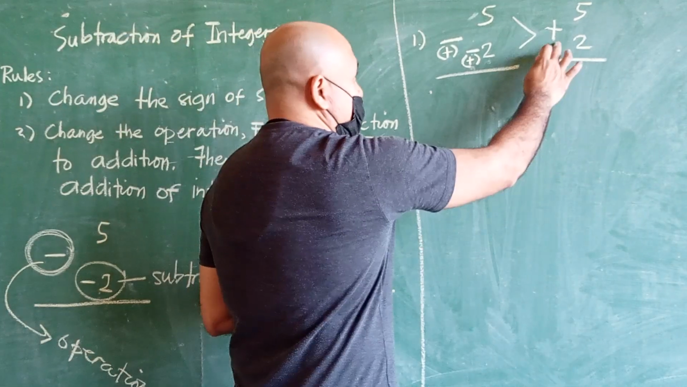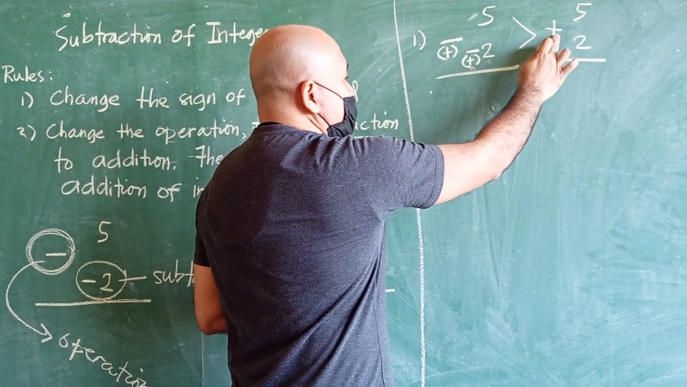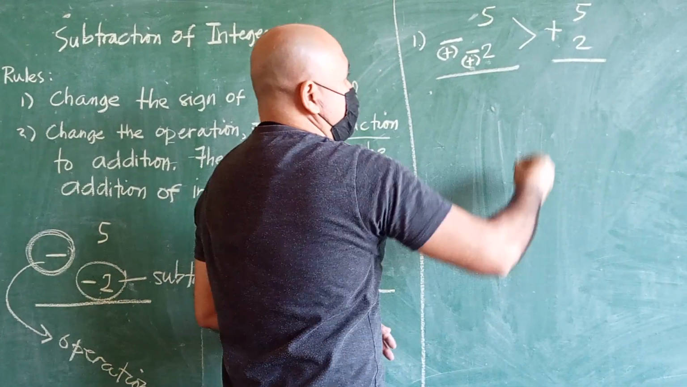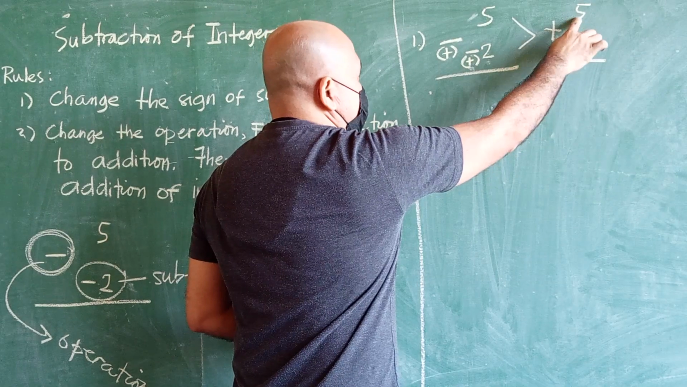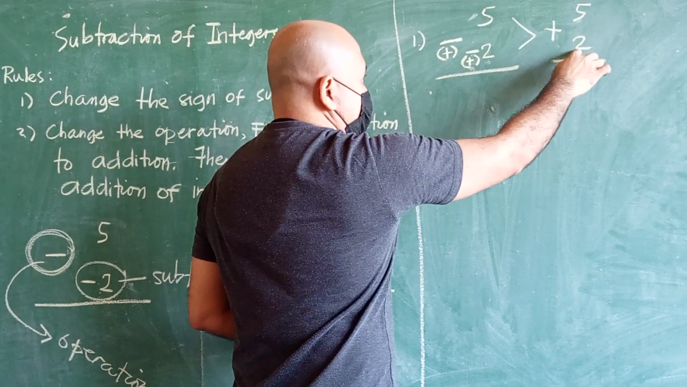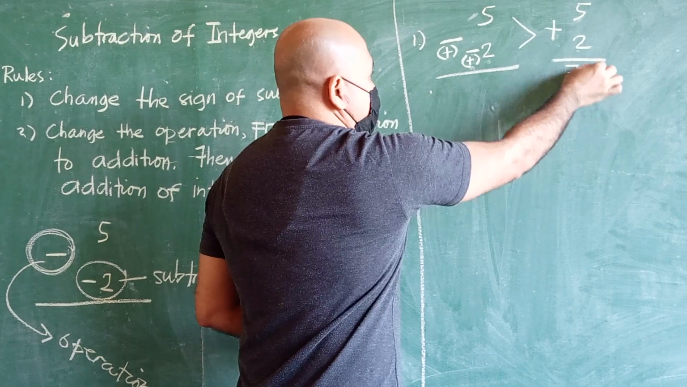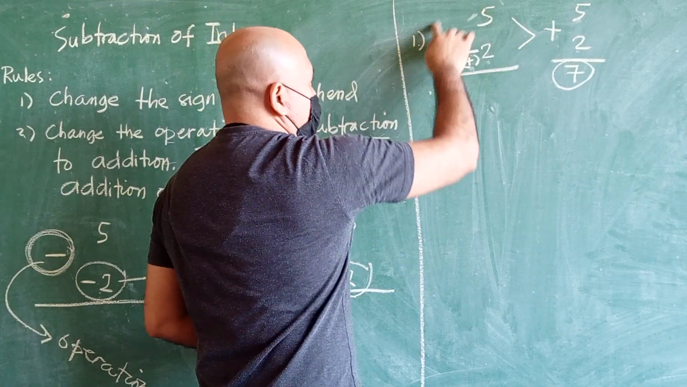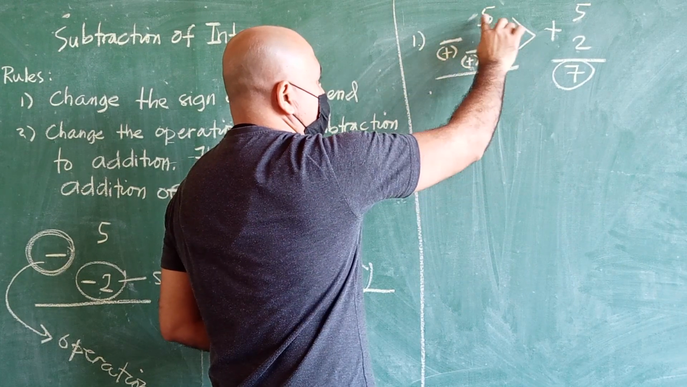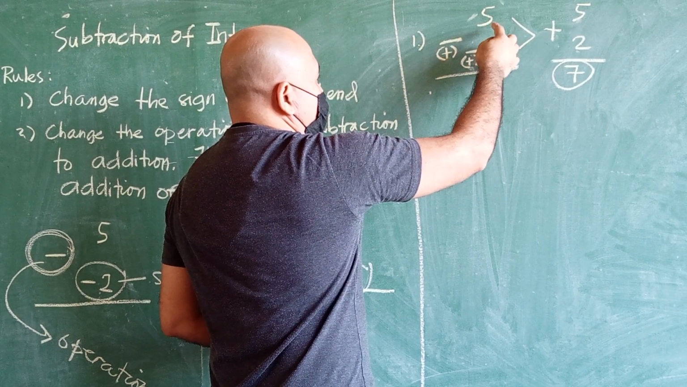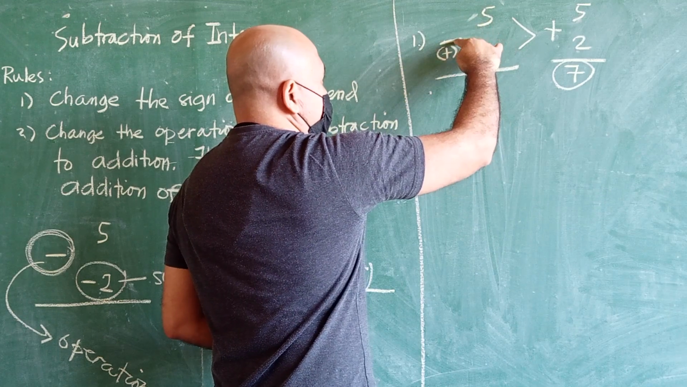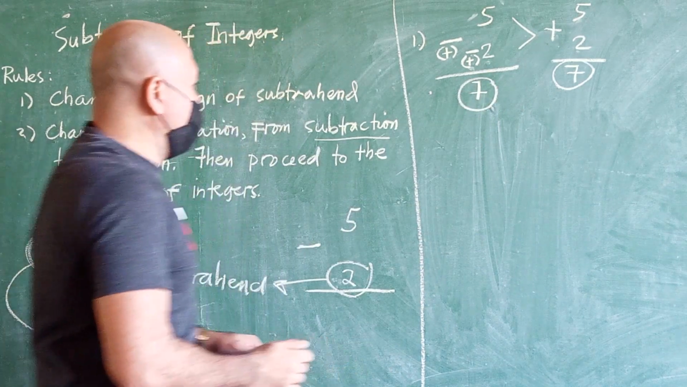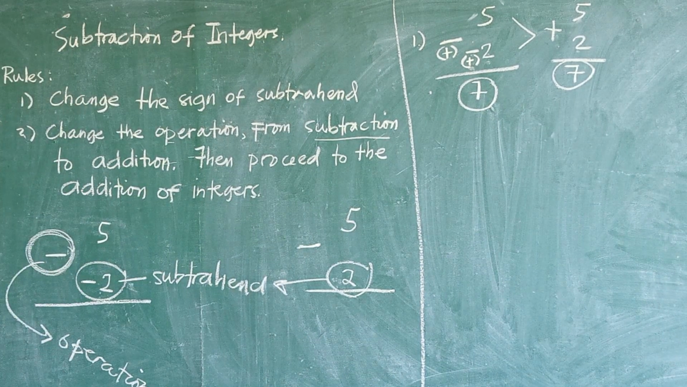Why is it addition? Because the operation changed from minus to plus, or addition, after changing all the signs. Then it becomes positive 5 plus positive 2, which equals 7. So that's it. Therefore, class, when we want to find the answer to 5 minus negative 2, the answer is positive 7. So that's how you apply these rules.